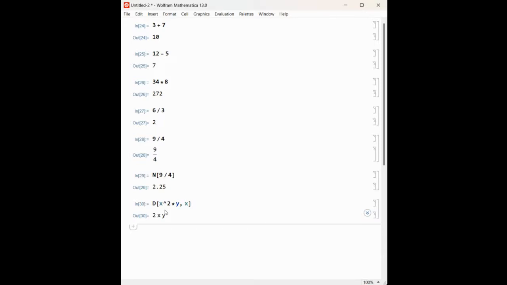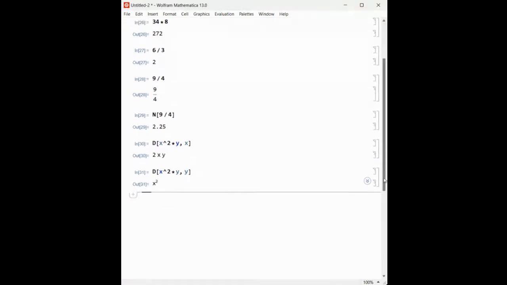You see that? Now, if you want to differentiate with respect to y, you just specify, this is a partial derivative. So you specify the variable you want it to. You see, with respect to y, it gives you this. So you can do it for sure. All right.